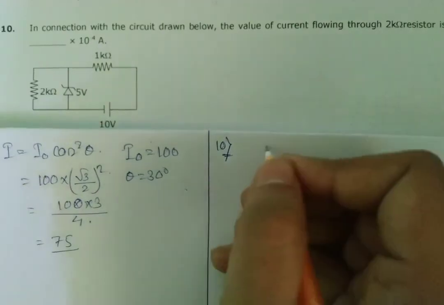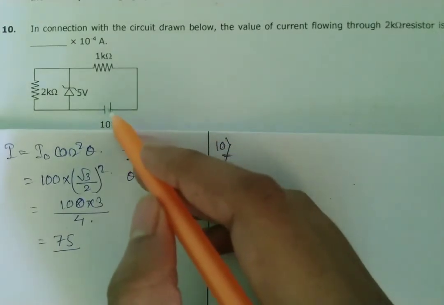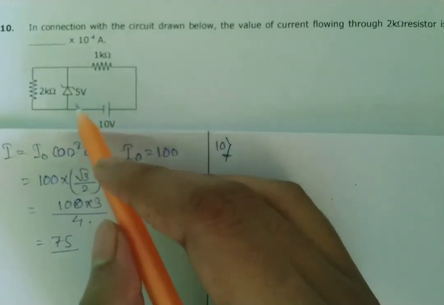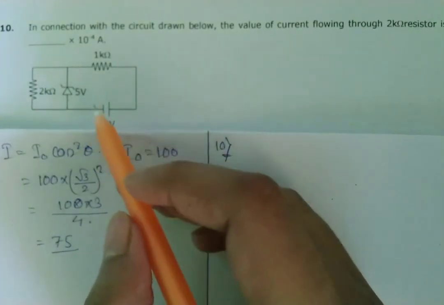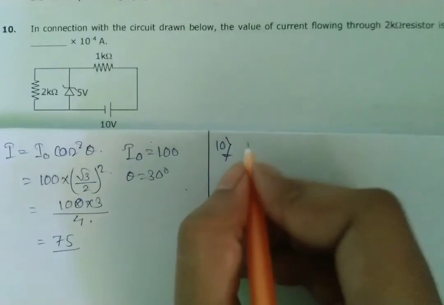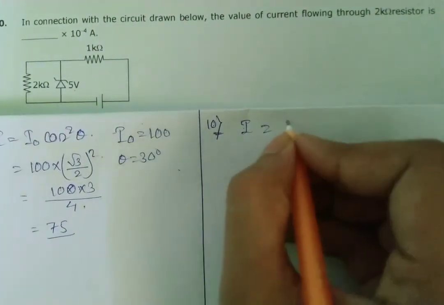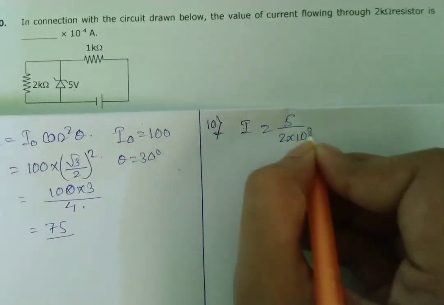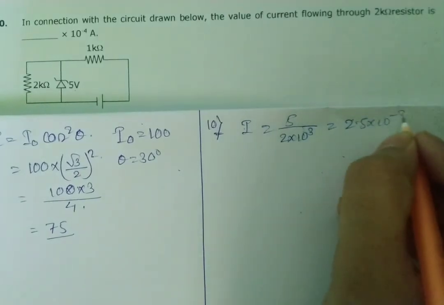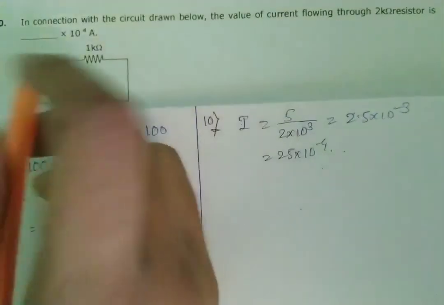This is a question on the Zener diode, and the voltage of the Zener diode is given as 5 volt, and the battery is connected as 10 volt. So Zener breakdown will occur, and the potential difference across this resistor will be 5 volt. So the current across the 2 kilo ohm resistor will be 5 by 2 into 10 to the power 3. So this will be 2.5 into 10 to the power minus 3, which will be equal to 25 into 10 to the power minus 4. The correct answer is 25.